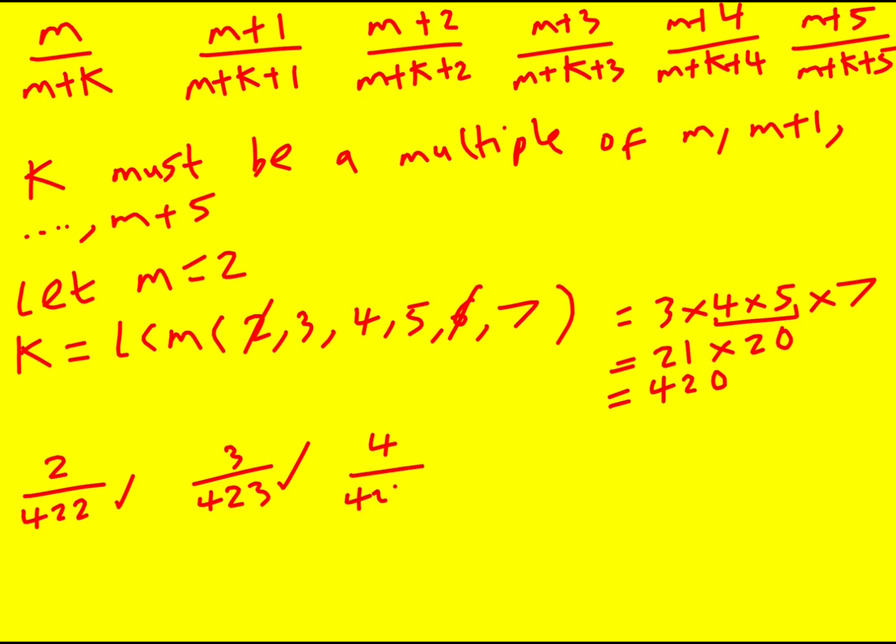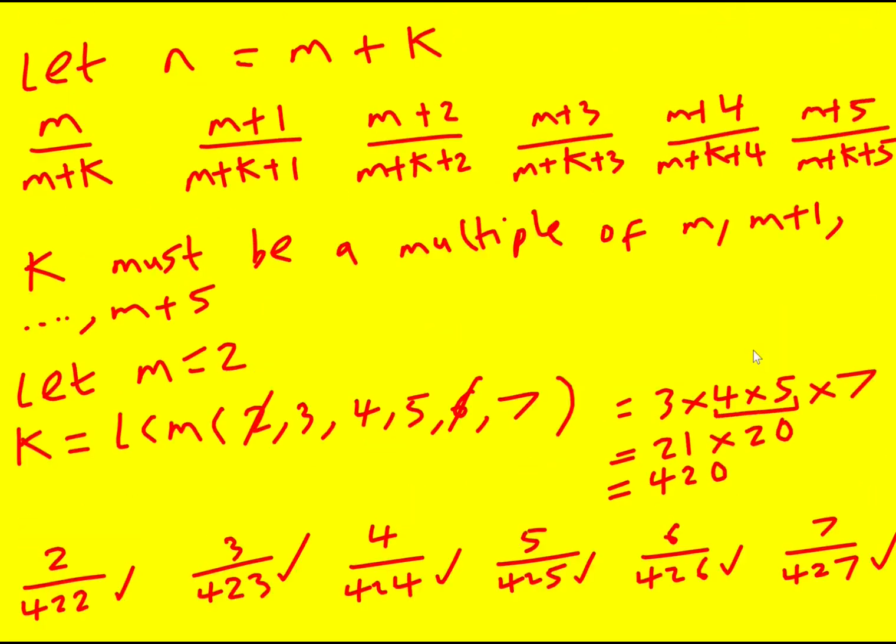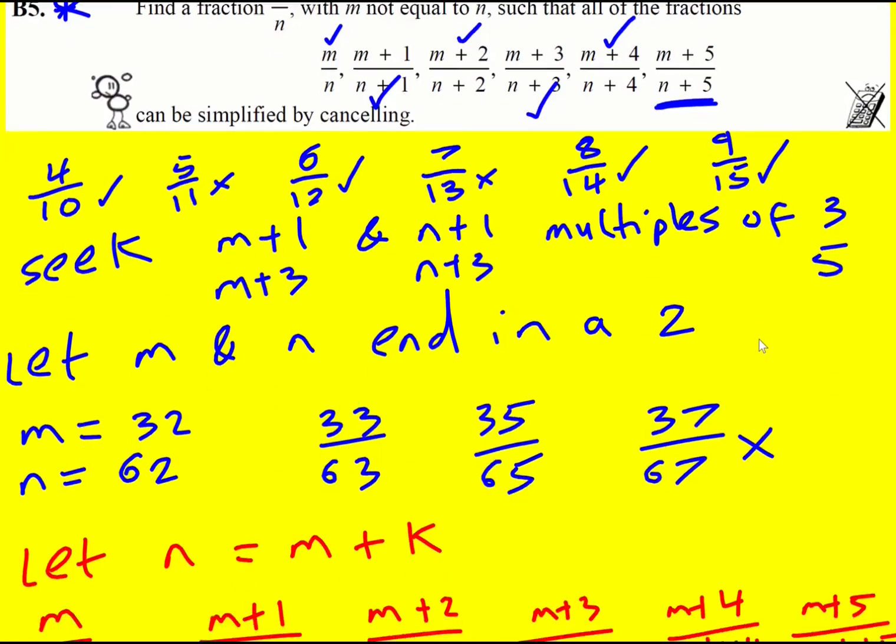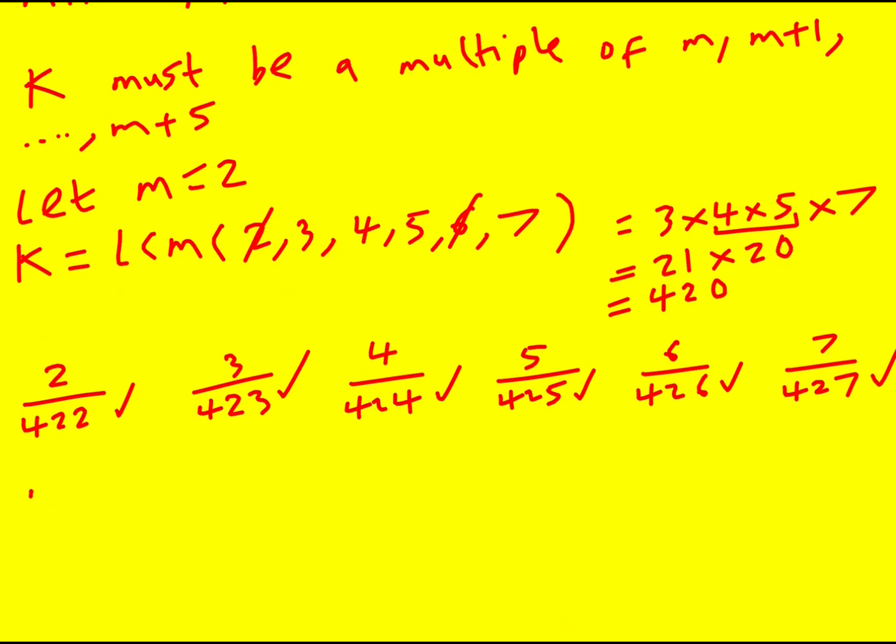4 over 424, yeah, they're both even. 5 over 425, yep, they both end in 5. 6 over 426, they're both even. And 7 over 427. 7 goes into 42, and 7 goes into 7, so we're absolutely fine there as well. So a possible answer, what does it say up here? Find a fraction m over n. M over n equals 2 over 422 satisfies these conditions.